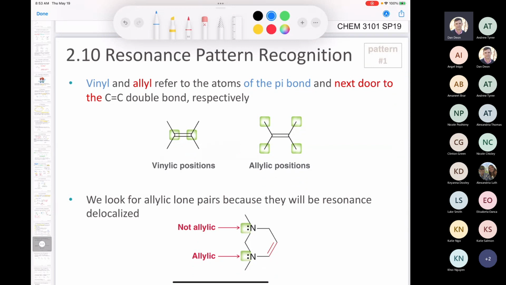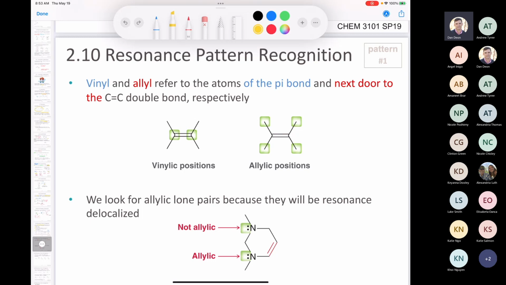But before we get into pattern 1, we need to know what allylic means, or what allyl means. And in order to understand that, our textbook introduces 2 new terms. The terms are vinyl and allyl. And you've probably heard of vinyl before. You've heard of things like PVC, polyvinyl chloride. Well, that involves what's called a vinylic polymer. That is neither here nor there for today, but you need to know what a vinyl and an allyl position are. So check this out.